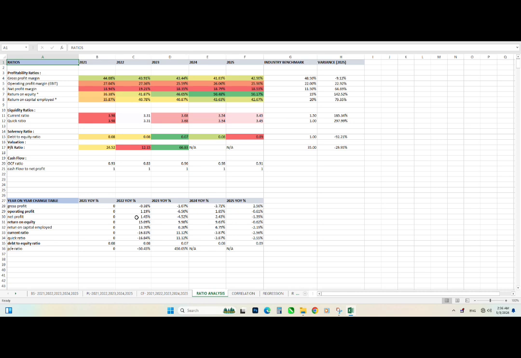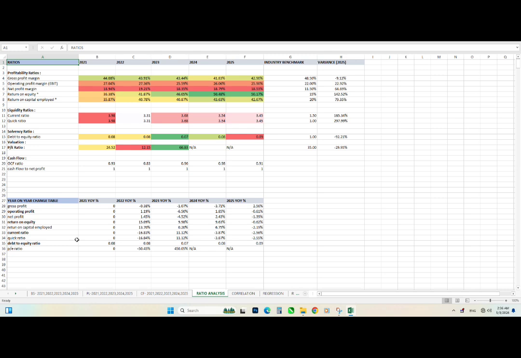Profitability. Gross profit margin is around 42 to 44%, which is slightly below the industry benchmark. However, net profit margin is significantly higher than the benchmark, indicating strong cost control and efficiency. Returns. Return on equity and return on capital employed are also higher than the industry level, which means the company is using its capital very efficiently.